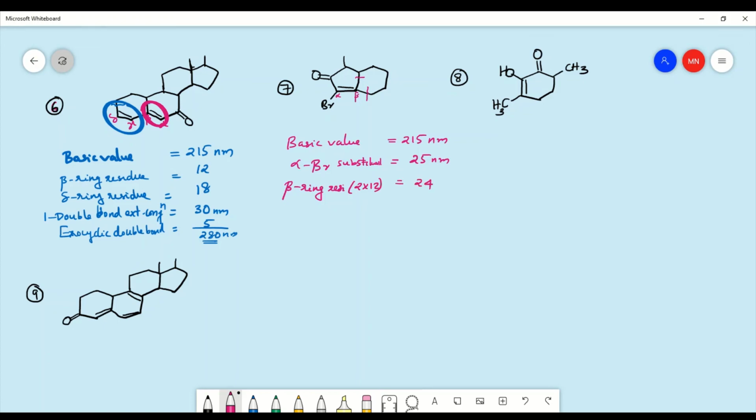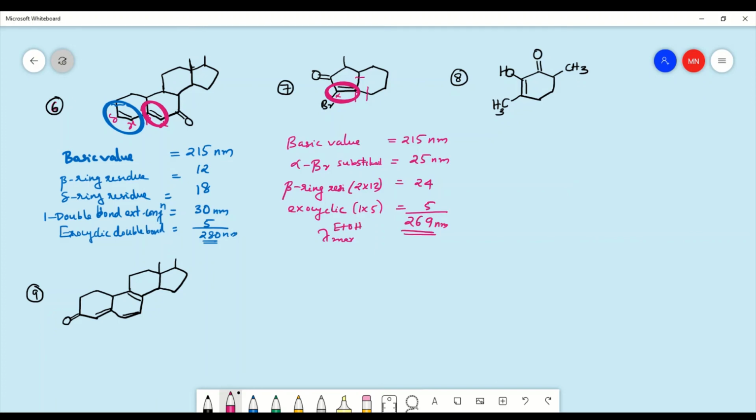Now look for exocyclic double bond. This particular double bond is exocyclic to the second ring. Only one such. So exocyclic double bond 1, so 1 into 5 is equal to 5 nanometer. If you are adding, the value will be 269 nanometer in ethanol solvent. Lambda max in ethanol. You have to specify the solvent.